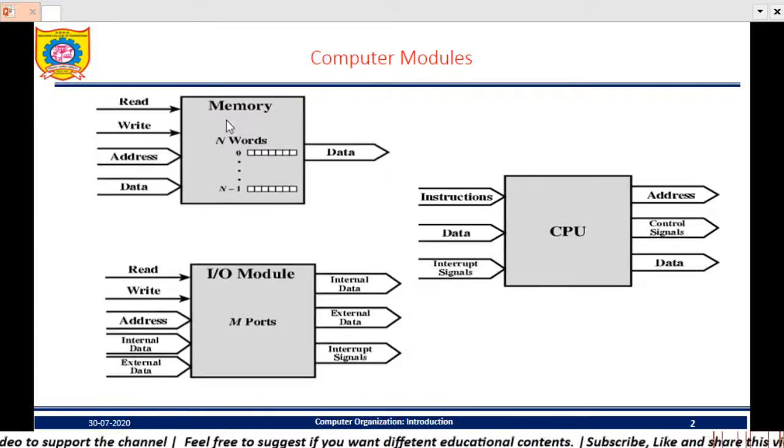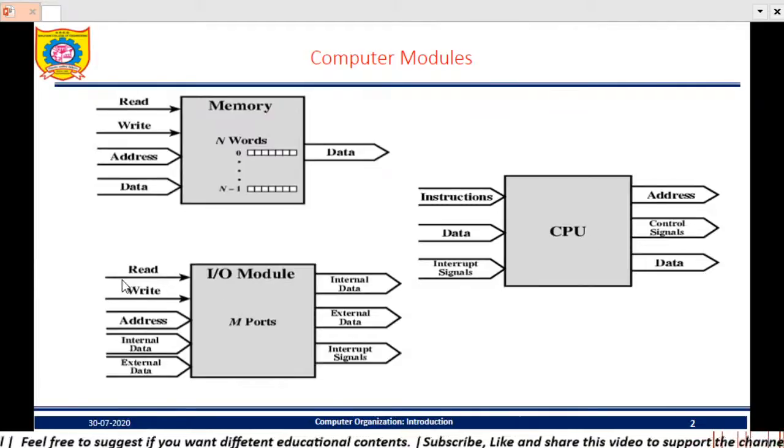So you can see a memory module has some inputs. It could be a read signal, write signal, address or data. And the output from the memory module is data for further processing. So you can see the data is out over here and data is in to the CPU, okay?